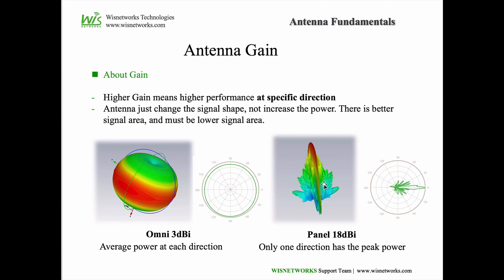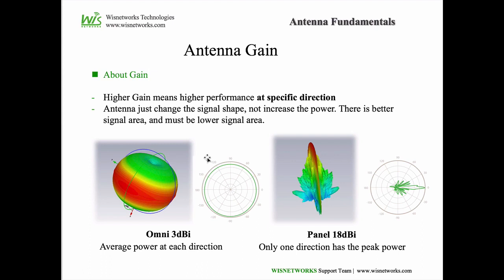But if you are looking at the panel 18 dBi antenna, you will see that it has very strong signal, very strong power in this direction, but in other directions or at the back of the antenna, it has no signal. So from these two diagrams, you can see that the antenna just changes the signal shape, not increases the power. There's a better signal area and there must be a lower signal area, like this. Here the signal is very strong, but this side the signal is very low, even lower than 0 dBi.